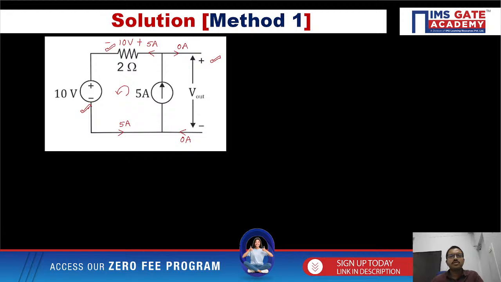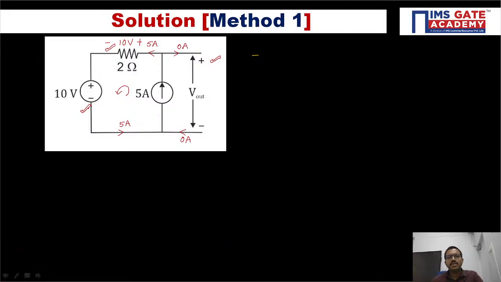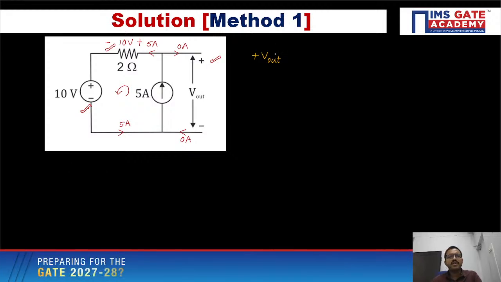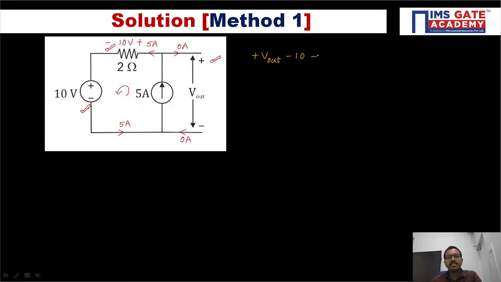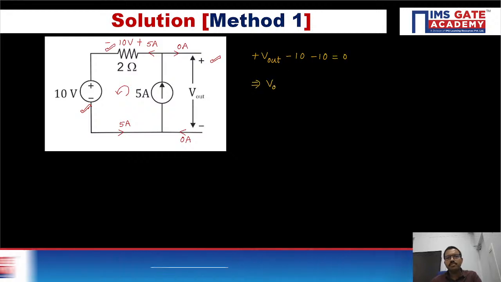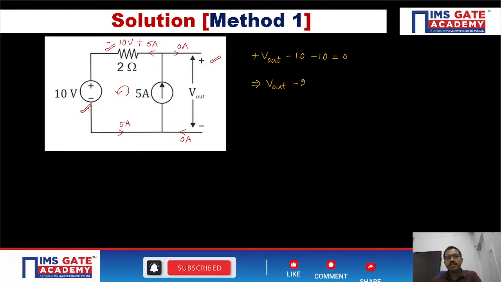Yeah. So here, minus 2 plus V out, then plus 2 minus 10 is equal to 0. So here you are getting V out minus 20 is equal to 0. Then from there you are getting V out equal to 20 volts.